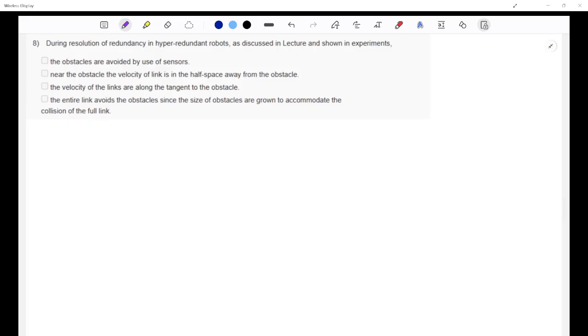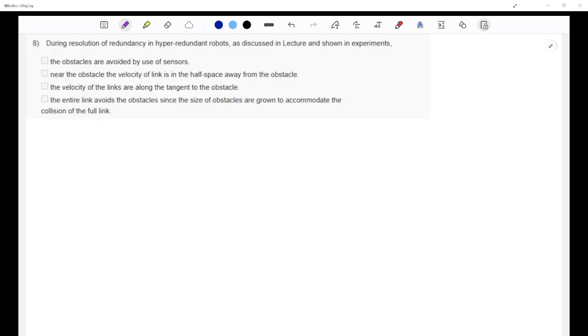During resolution of redundancy of hyper-redundant robots, as discussed in lecture and shown in experiments, the obstacles are avoided by the use of sensors. Near the obstacle, the velocity of the link is in the half space away from the obstacle. The velocity of the links are along the tangent to the obstacle. The entire link avoids the obstacle since the size of obstacles are grown to accommodate the collision of the full link. Okay, so the question tests how obstacle avoidance is handled in hyper-redundant robots using the Tractrix based algorithm.